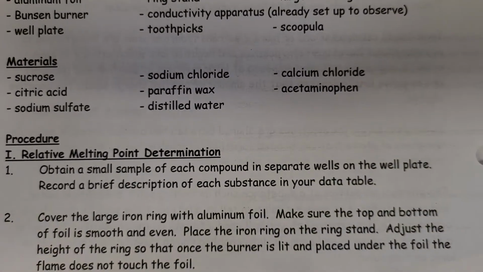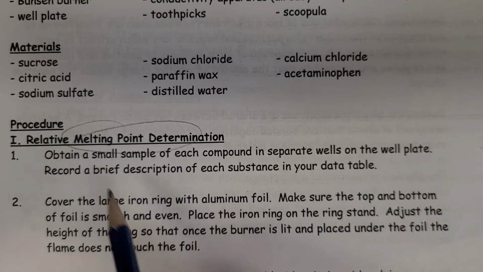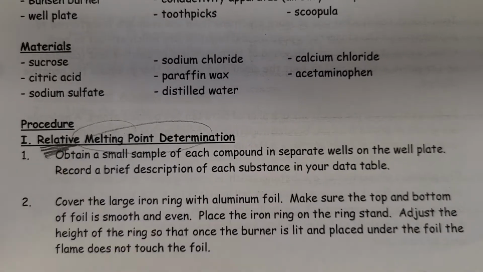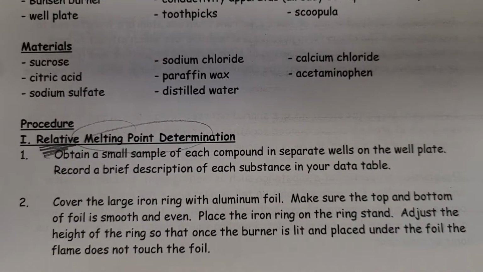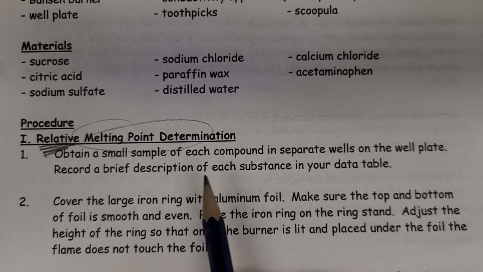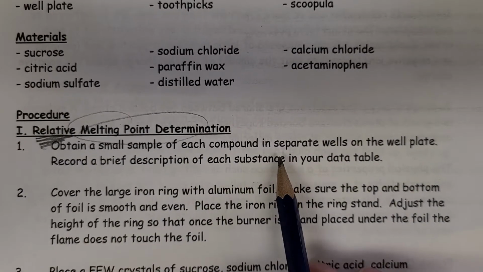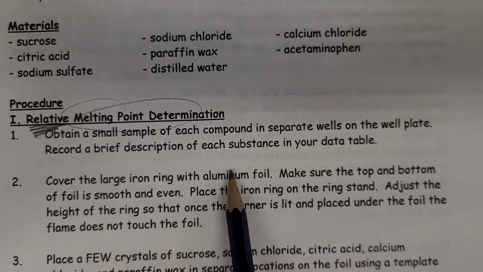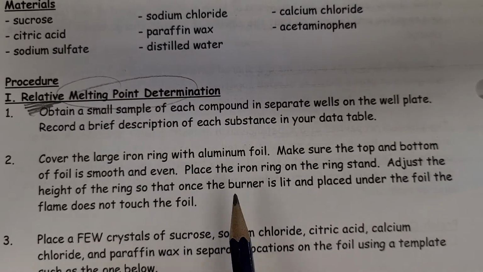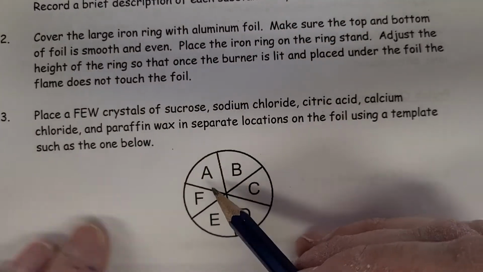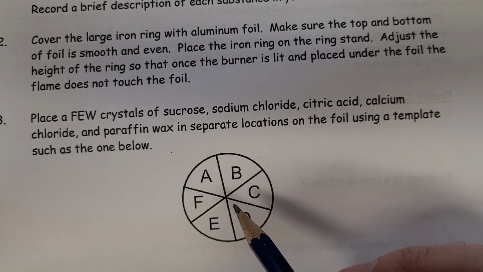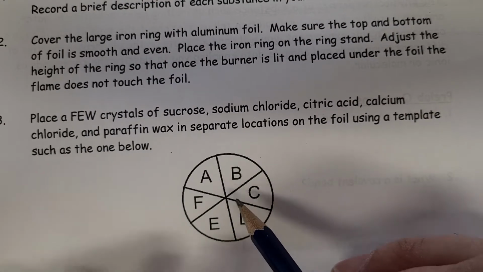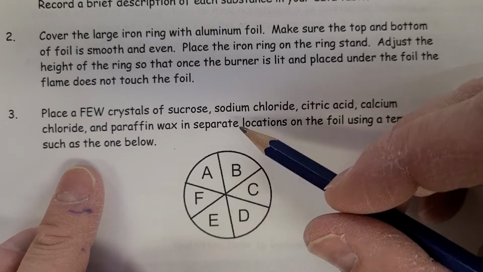If we start off with what we're doing first, relative melting point, and the key word there is relative. We're not going to be actually measuring melting points, but we'll be relating the melting point of each substance to each other. So we'll obtain a small sample of each compound in a separate well of a well plate. We'll cover a large iron ring with aluminum foil and basically divide it into, now I have 6 spaces here, but we have 7 compounds, so we're going to go A through G actually.